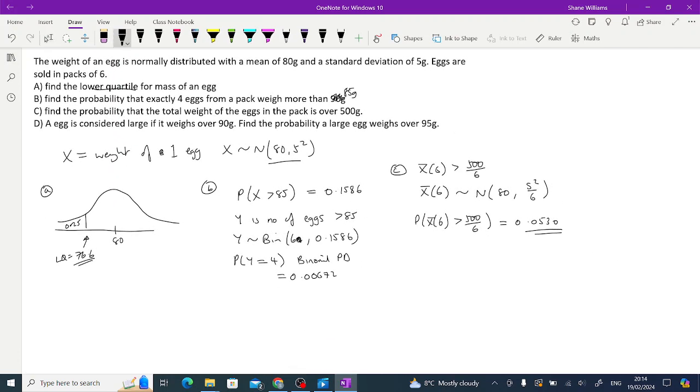And then finally, a conditional probability could be involved. It's considered large if it weighs over 85, and let's change these numbers and turn that to 90. So an egg is considered large if it weighs over 85 grams. Find the probability a large egg weighs over 90. So the probability that the egg weighs over 90, given it's large, or in other words, given that it already weighs over 85.